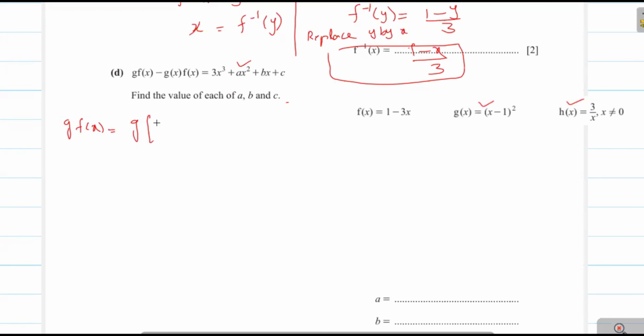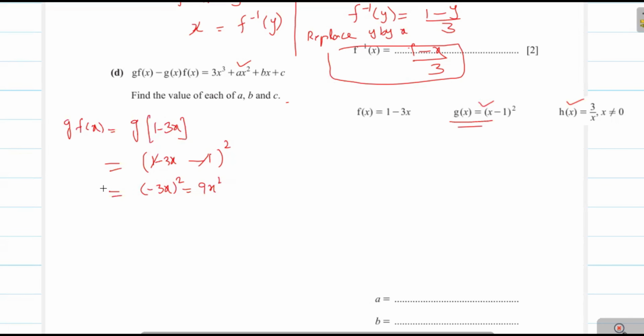F of x function is 1 minus 3x. And we write the function g of x is x minus 1 whole square. We write x minus 1 whole square. We replace x by 1 minus 3x, and this value can be written as 1 minus 1 will be cancelled, minus 3x whole square equal to 9x square.